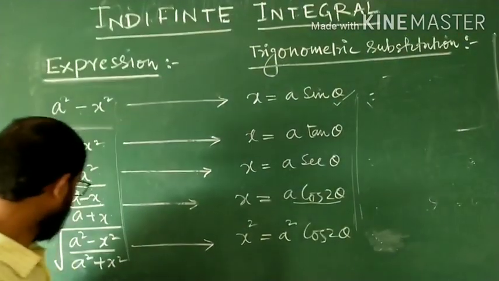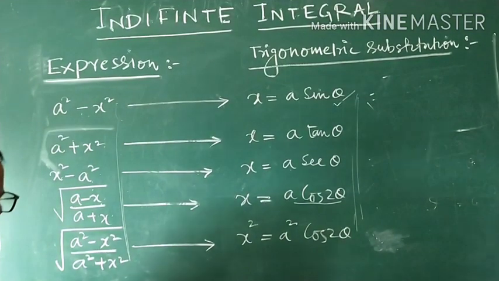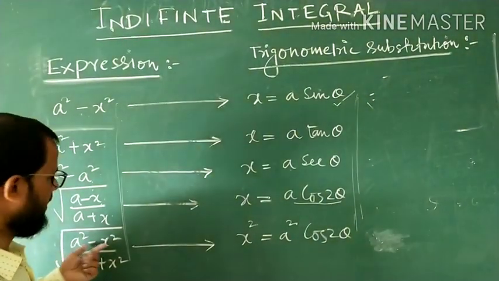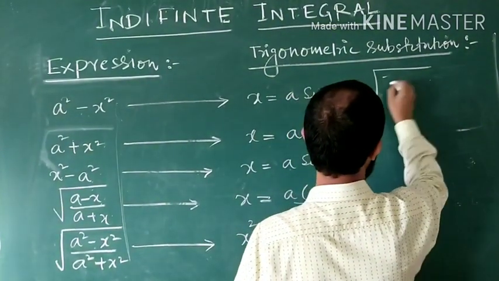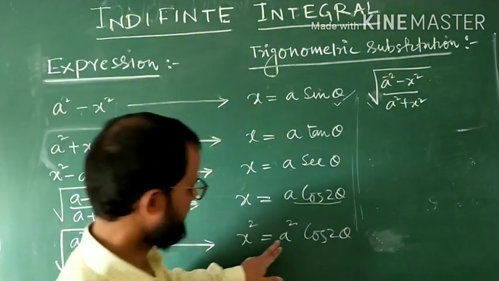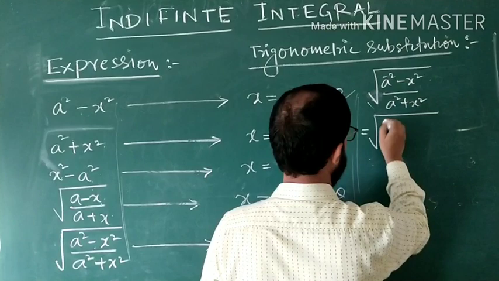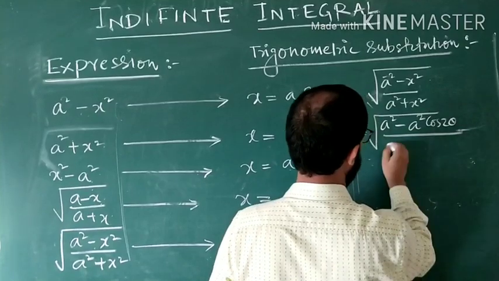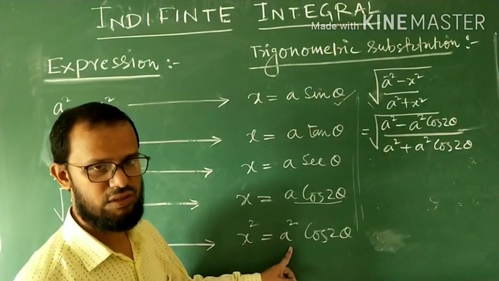But in this particular expression, root over a square minus x square by a square plus x square, the pattern is the same, but the substitution is different. You have to substitute x square equal to a square cos 2 theta. If you put this, then your expression becomes a square minus a square cos 2 theta divided by a square plus a square cos 2 theta. If you put x equal to a square cos 2 theta, then it will be difficult for you.